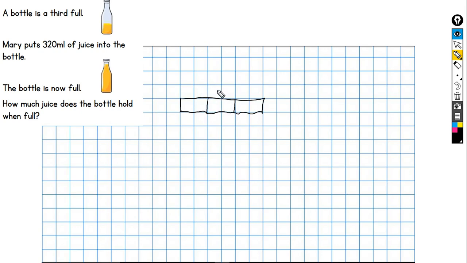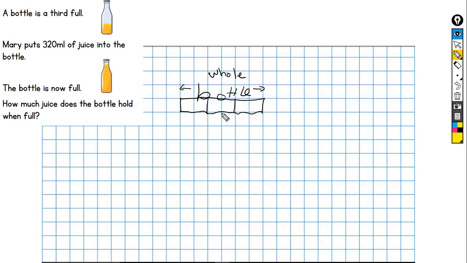Do you want to write bottle there? So that's the whole bottle. Good, all right. So that's our whole bottle, isn't it? Do we agree? That's the whole bottle. I'm going to pick a yellow that can be a bit like my orange juice.